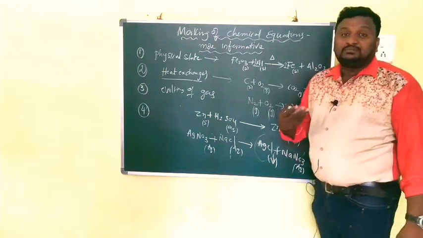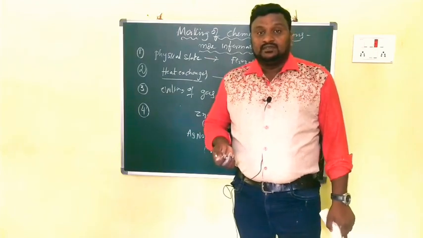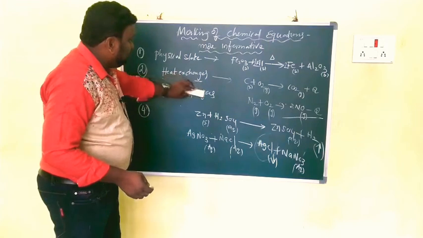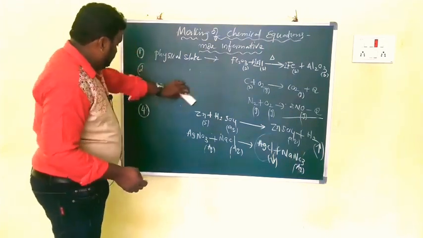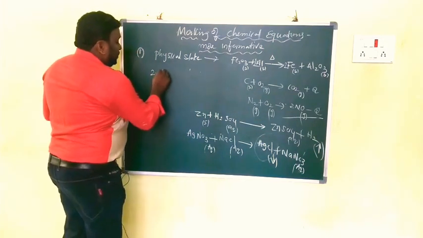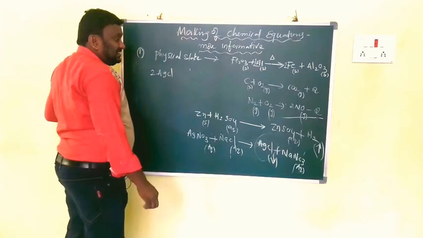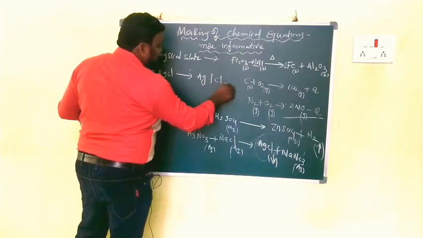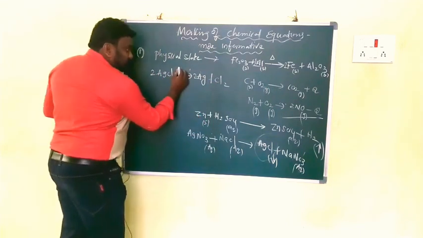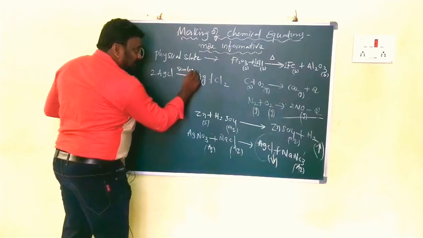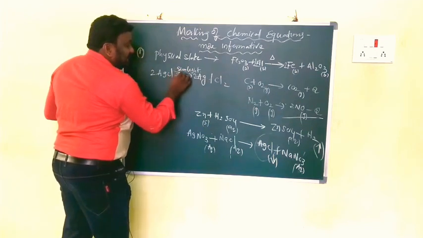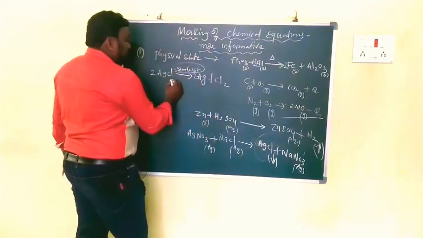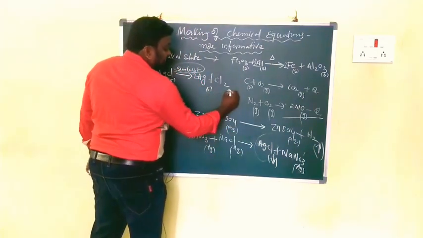And some reactions are made in the presence of sunlight. Sunlight is also there. So here I am writing 2AgCl gives rise to Ag plus Cl2. We have to mention sunlight just above the arrow. So here it is again solid, solid, and this is now gases.